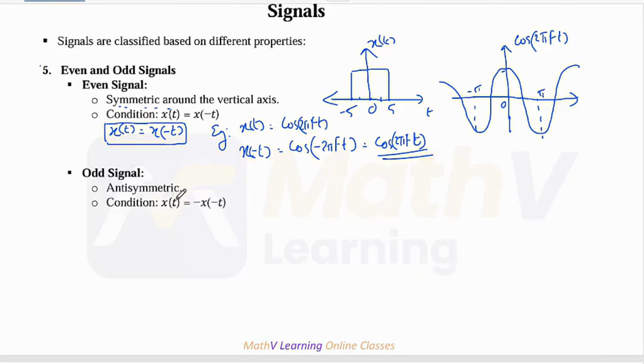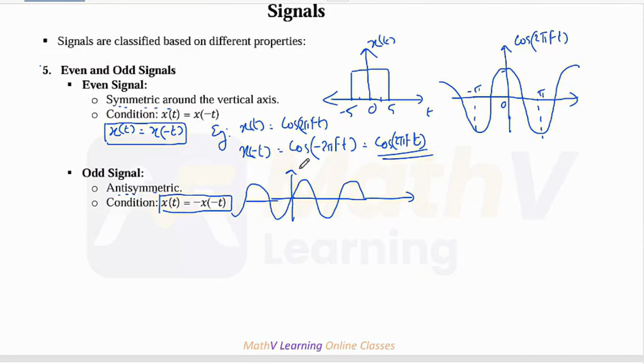Okay, similarly we have the odd signal, which is anti-symmetric. Okay, it is actually anti-symmetric. That is, if I have a signal x of t, and x of t is equal to minus of x of minus t, then that is an odd signal. For example, the classic example is the sine wave. So the sine wave looks like this. How does it look at negative time?